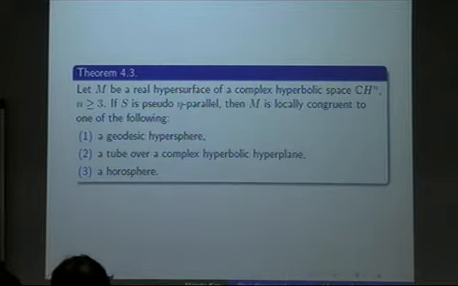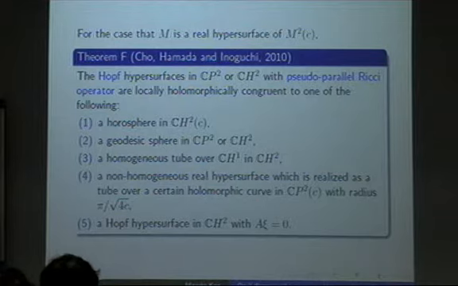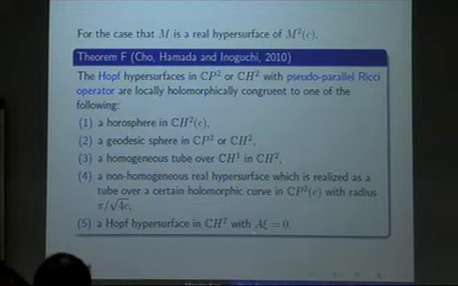But when the ambient manifold is a complex space form of complex dimension 2, Professor Cho, Professor Hamada, and Professor Inoguchi gave a result when the hypersurface is Hopf. The Hopf hypersurfaces in CP2 or CH2 with pseudo-parallel Ricci operator are locally holomorphically congruent to one of the following: a horosphere, a geodesic sphere, a homogeneous tube over CH1, or a non-homogeneous real hypersurface which is realized as a tube over a certain holomorphic curve in CP2, or a Hopf hypersurface with eta equal to 0.